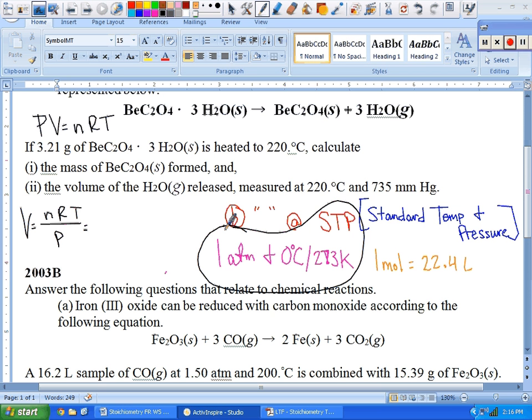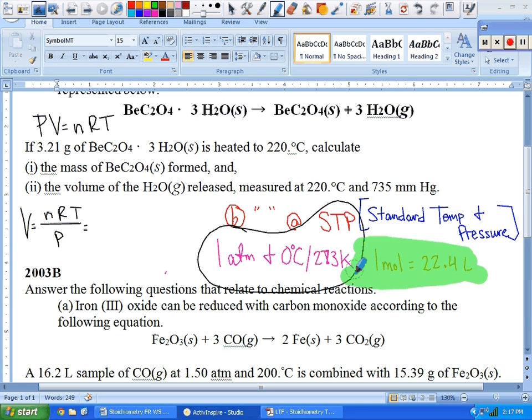Do me a favor, in your calculator, multiply those two numbers together. 0.0821 times 273. Don't say it out loud when you do it. And what number did you get? 22.4. That number is legit for a reason. It's not something we make up. That's where it comes from. So, this is very important to you. Extremely important.